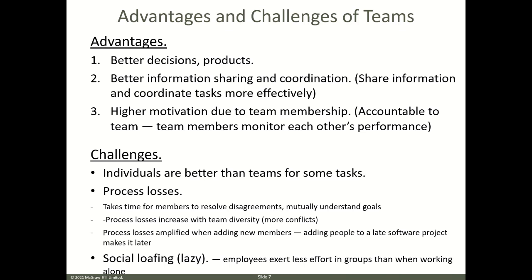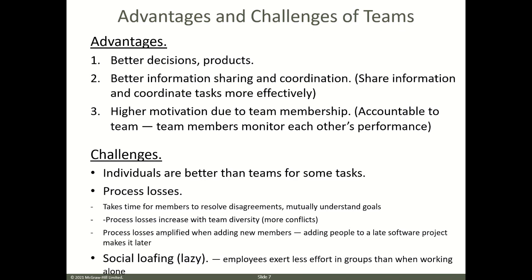Then process losses increase, or with team diversity there may be more conflict, and that same kind of loss amplifies when adding a new member. Adding people to a late software project makes it later. Efficiency, speed, and time problems arise when a new member joins the team later on, maybe after a week. In this case, it will be very difficult for the new members to cope up with the work already completed and adjust to the same level.